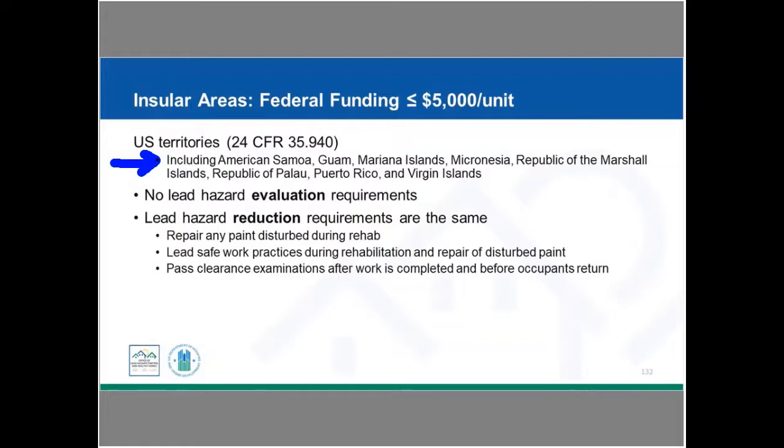Remember, for our projects in the regular part of the United States that are not considered insular areas, we have to do either paint testing or a risk assessment and paint testing. If you are in an insular area and it's less than 5,000 per unit, there is no lead hazard evaluation requirement. The lead hazard reduction requirements, how we're treating, is still the same, okay? So we are repairing any surfaces that are disturbed during rehab. We still need to make sure we're following lead safe work practices, and we also need to make sure that we're passing clearance of the work site before any occupants return.